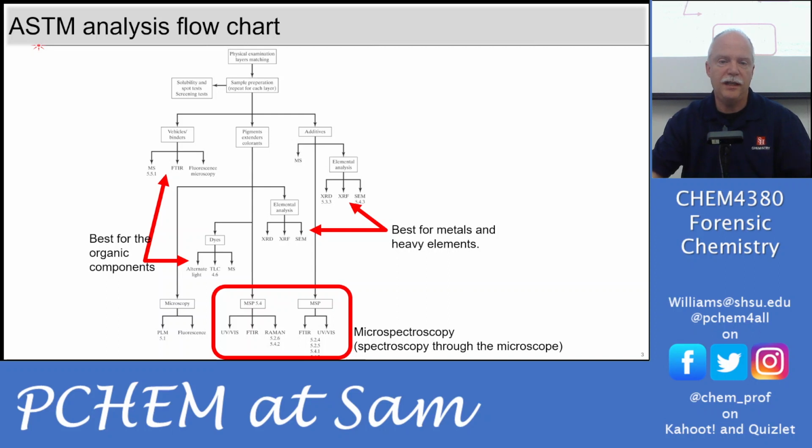Here's sort of this ASTM analysis flowchart. And of course we have infrared and we have electron microscopy and so on. But then down here under dyes, we have alternate light. And then under the microspectroscopy, also spectroscopy through the microscope, we can use UV vis and Raman, and those are going to use, again, UV light. Infrared is an alternate light source, if you will, and then so is Raman. We're using lasers to look at the molecular vibrational spectrum.